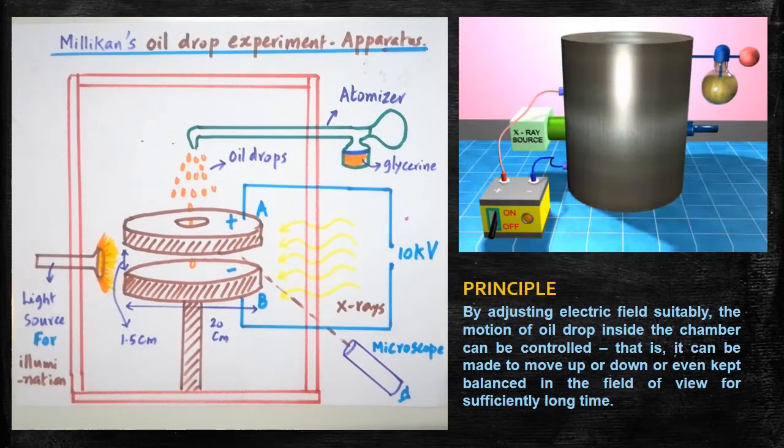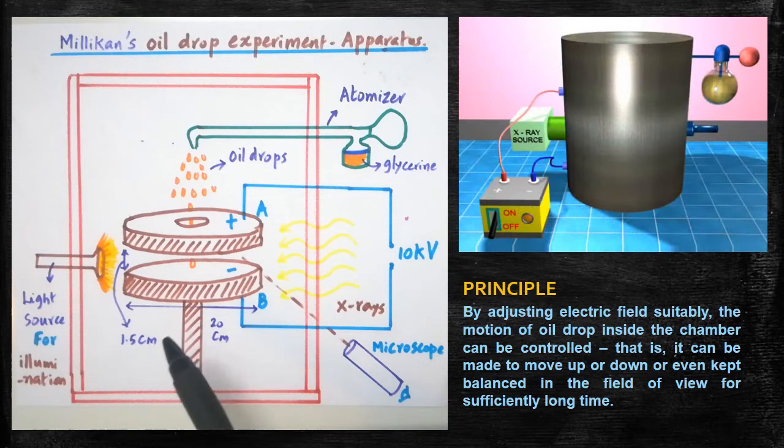Now we are going to learn about Millikan's oil drop experiment. The purpose of conducting the experiment is to find out the charge of the electron. Here the charge of the electron can be determined by Millikan's oil drop experiment. So here I have drawn the diagram of the apparatus which was used by Millikan. With the help of this apparatus alone we are going to find out the charge of the electron.